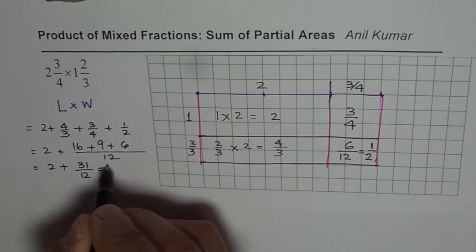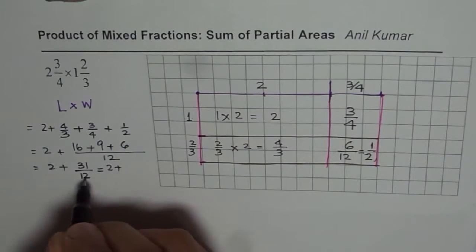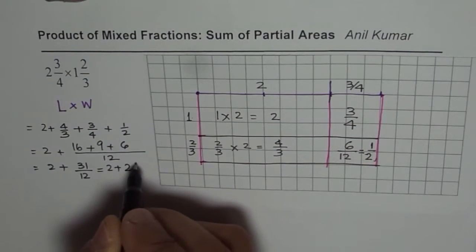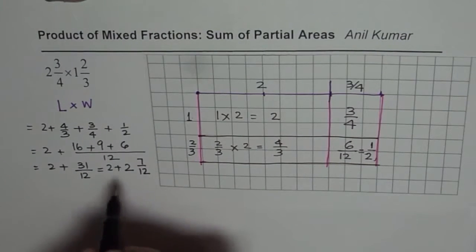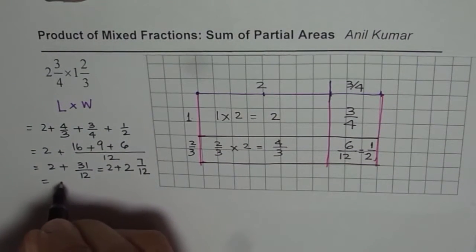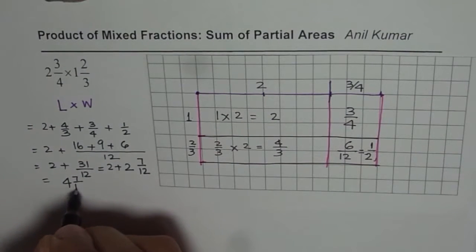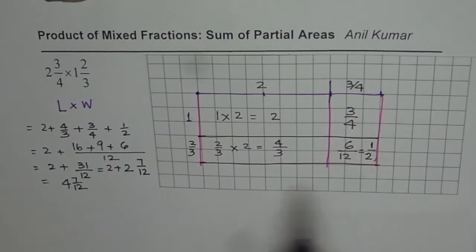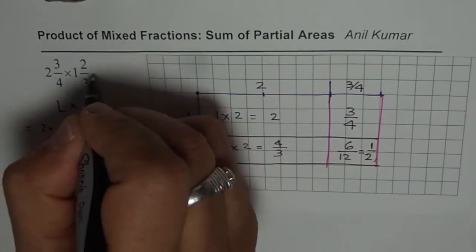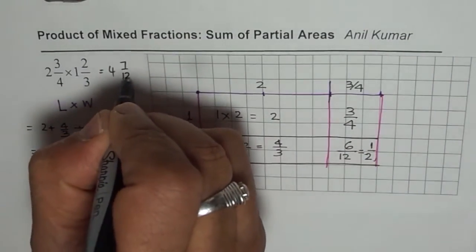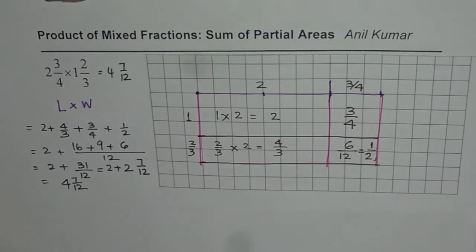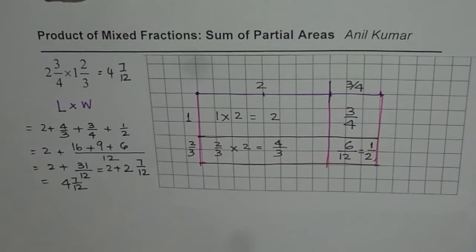Now 31/12 could be written as, 12 goes 2 times, right? 2 times 12 is 24. When you take 24 away from 31, you get 7, so you get 2 7/12. So you could write this as 2 plus 2 is 4, and 7/12. So 4 7/12 is the addition of all these areas, correct? That becomes the answer for us. So this equals 4 7/12. That is how you can find the area of a rectangle, and that area represents the product of mixed fractions, correct? That is how you should be doing it.